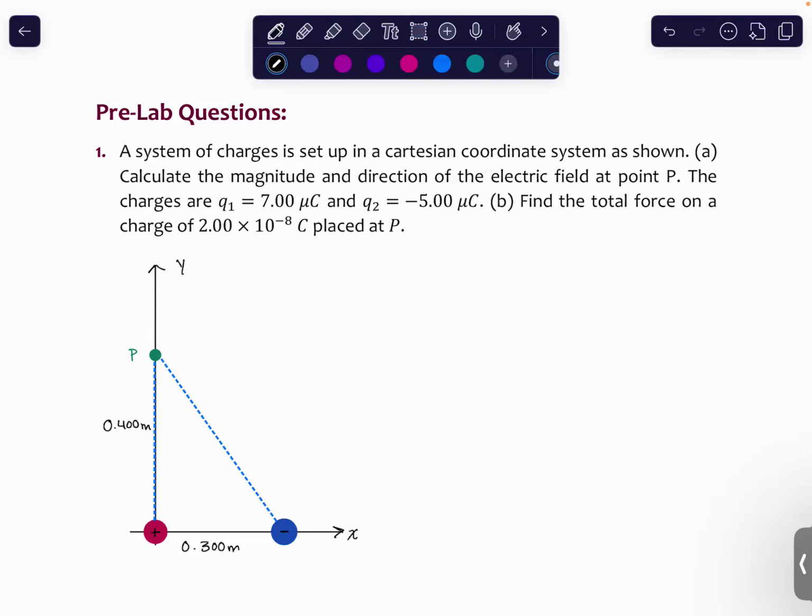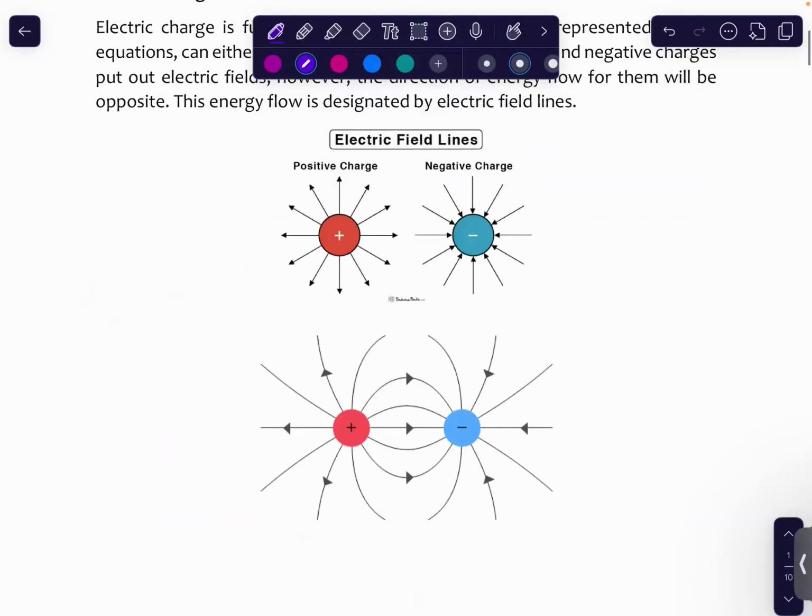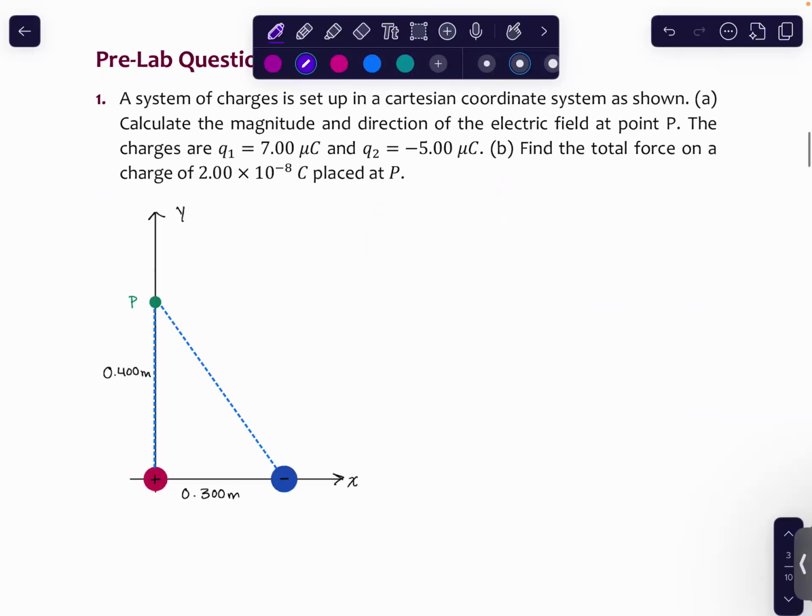Now, for electric fields, the electric field vectors are going to go along the line connecting your point to your charge. And for negative, go back up here and look: you see all the field lines go into negative and they go out of positive. So we're going to bring that down here. Our field vectors are going to go towards the negative and away from the positives.